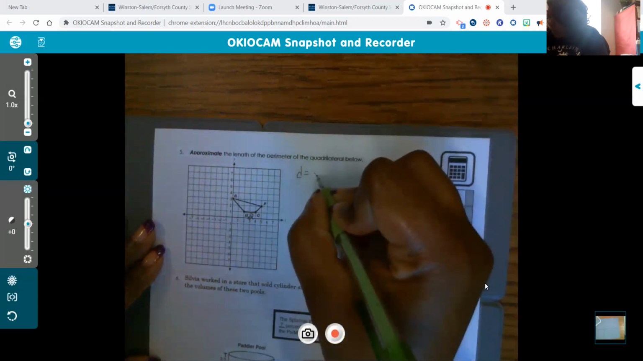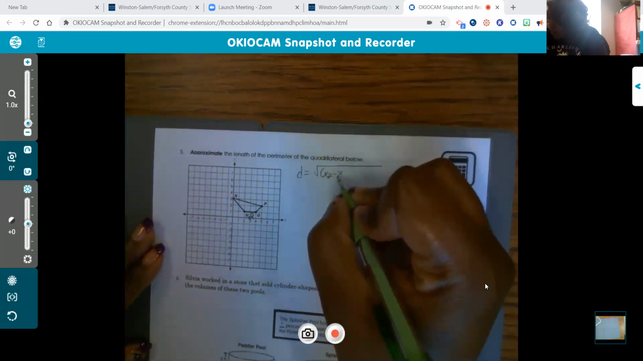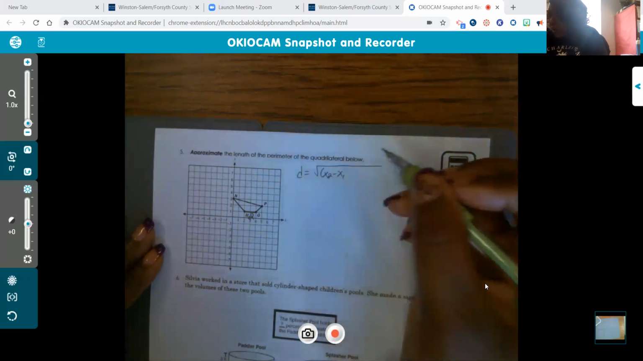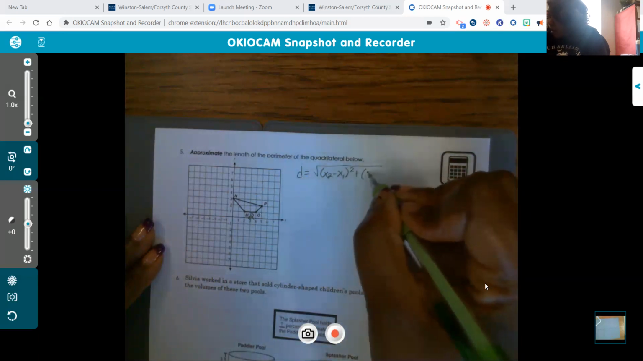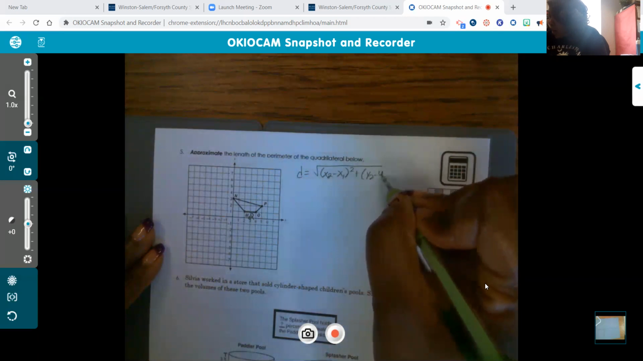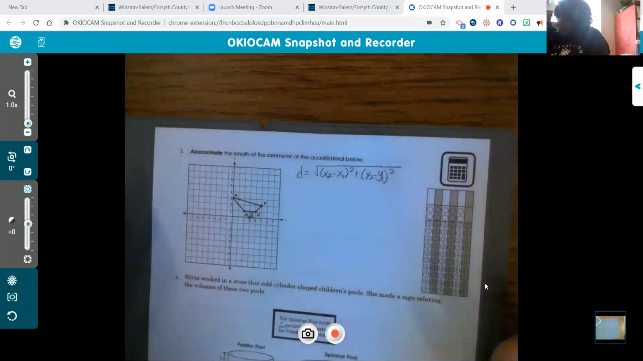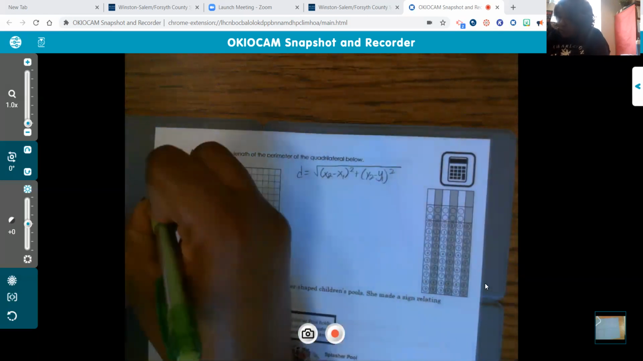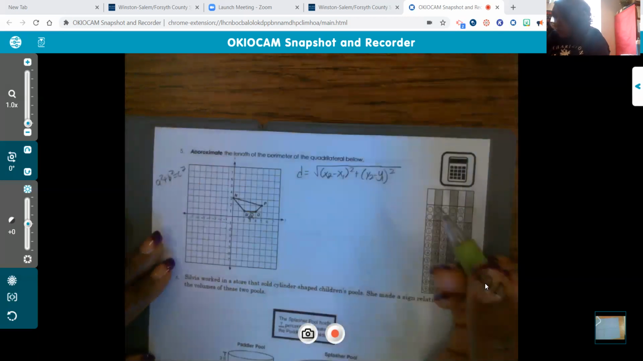The distance formula is pretty easy. It's x2 minus x1 squared plus y2 minus y1 squared. That's how you can find the distance between the 2 points. Or you can use Pythagorean theorem, which is a squared plus b squared equals c squared. It doesn't matter which one you use.